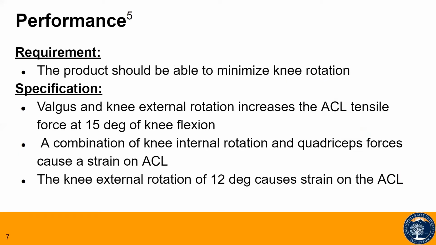And our second performance requirement is that the product should be able to minimize knee rotation. So the knee could rotate externally and internally. If the knee has external rotation with valgus moment, it increases the ACL tensile force, especially when it's at a 15-degree angle of knee flexion. And also a combination of knee internal rotation and quadriceps forces could cause a strain on the ACL. And the ACL experiences a strain at knee external rotation of 12 degrees or more.